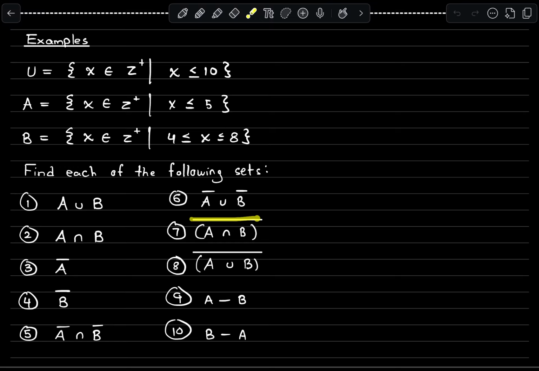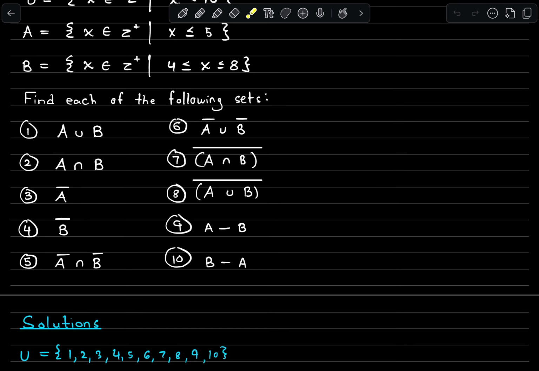7 is going to be the complement of the intersection. 8 is the complement of the union. So the main operator has switched between 5 and 7. Here, the main operator is the intersection. Here, the main operator is that complement. And then 9 and 10 are just the differences, A minus B and B minus A. So take a moment to try these 10, given your sets U, A, and B, and see what you can come up with.